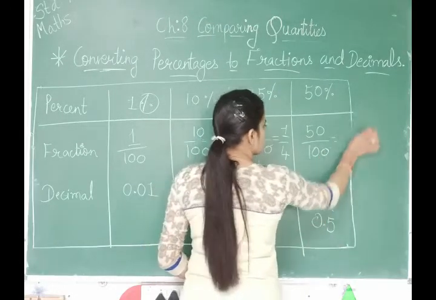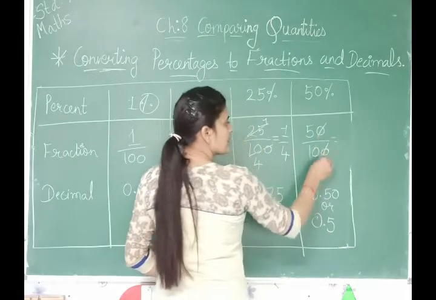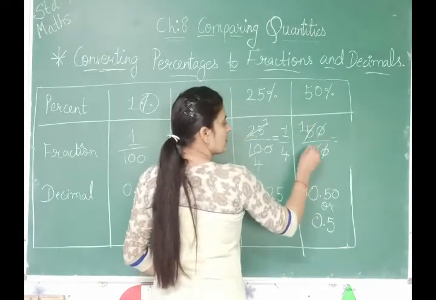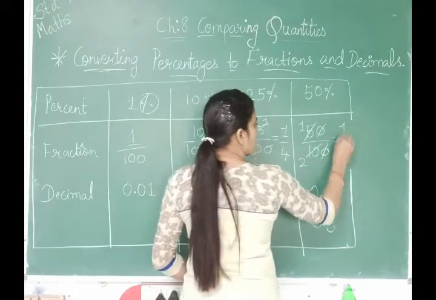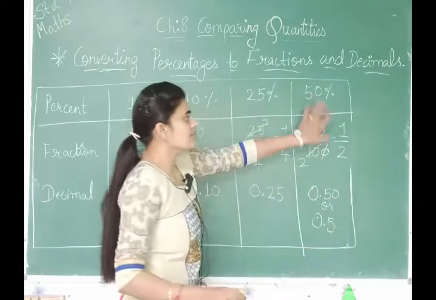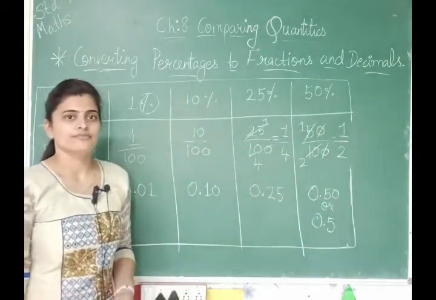Here this can also be further simplified. How? 0 0 cancel out, 5 ones are 5 and 5 twos are 10. So 1 by 2. So 50% means 1 by 2, which means half.